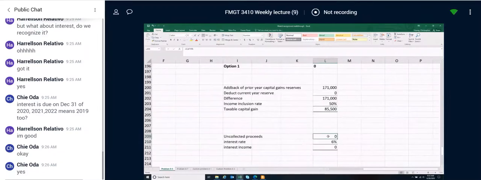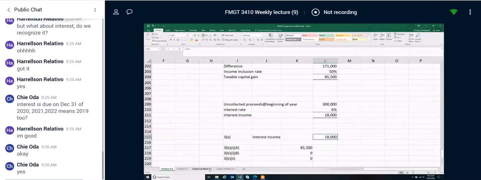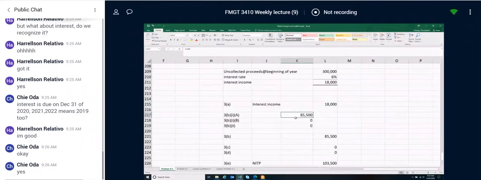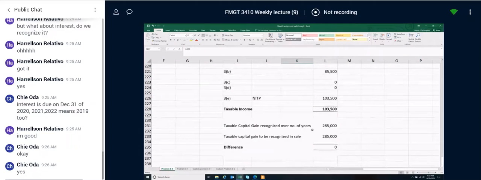And again, at the beginning of the year, you had 300,000, right? So again, uncollected proceeds at beginning of year is 300,000. So again, you have 18,000 of interest income, 85.5 taxable capital gain. Okay. And again, we want to recognize 285, right?